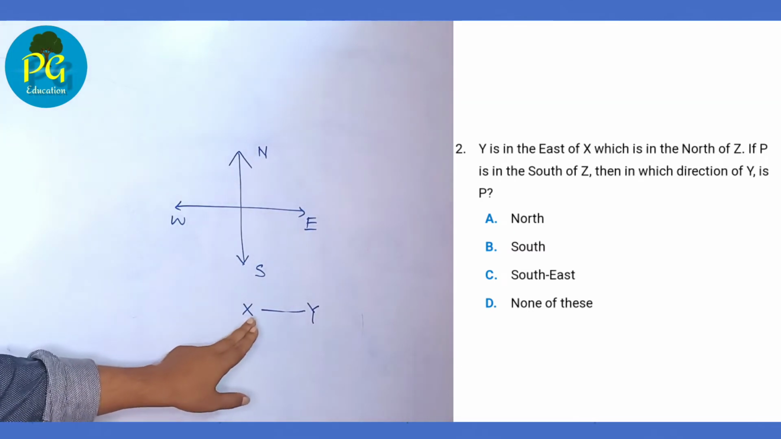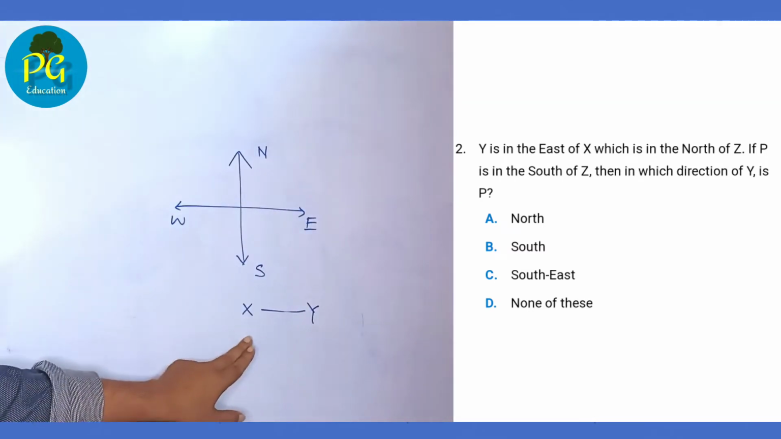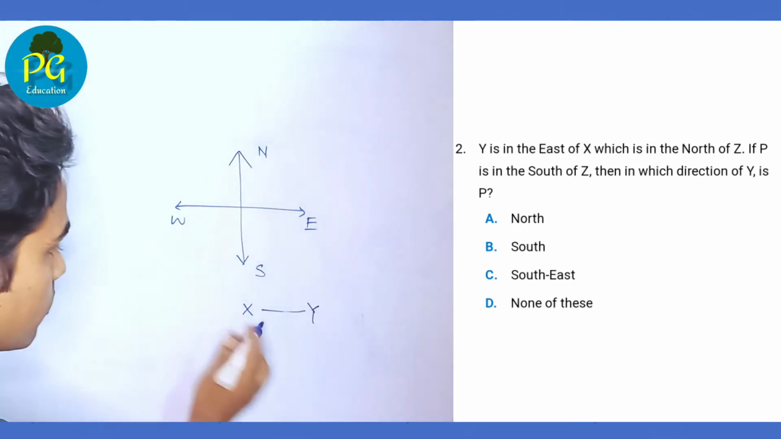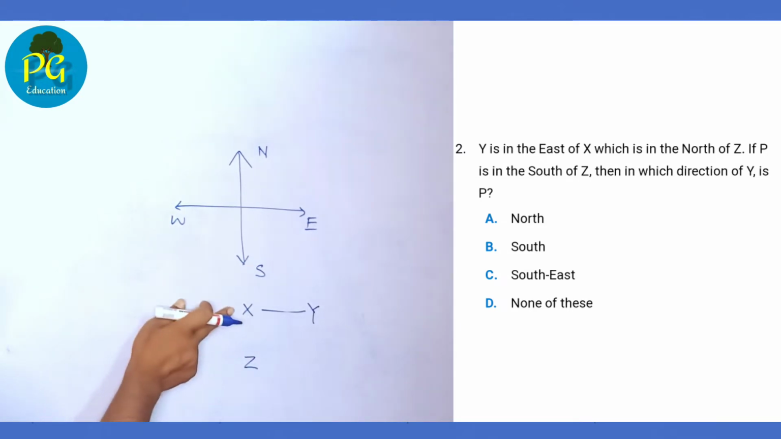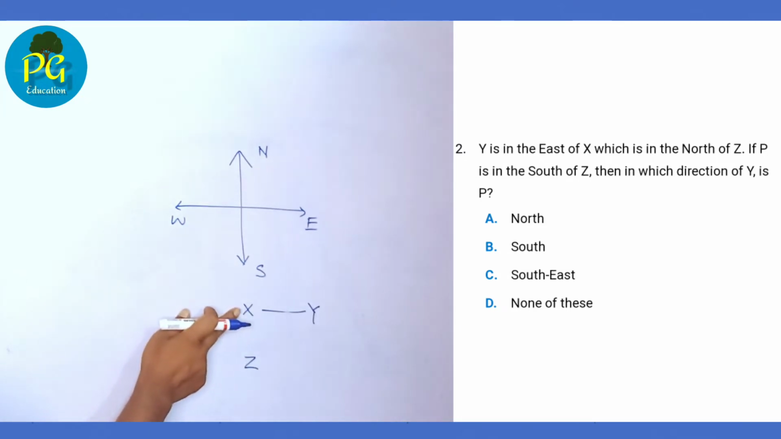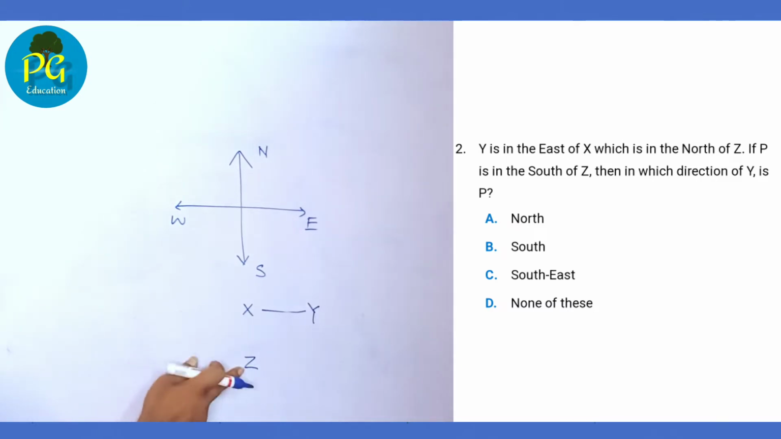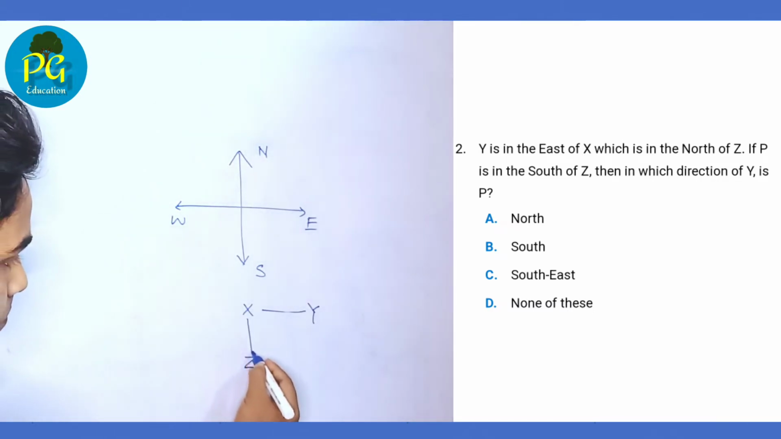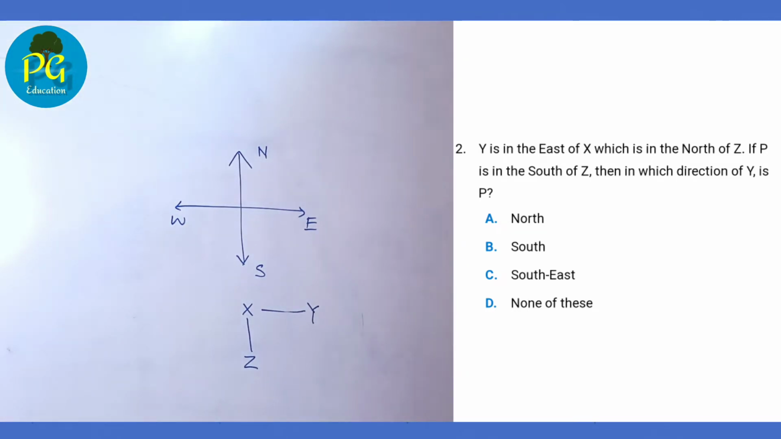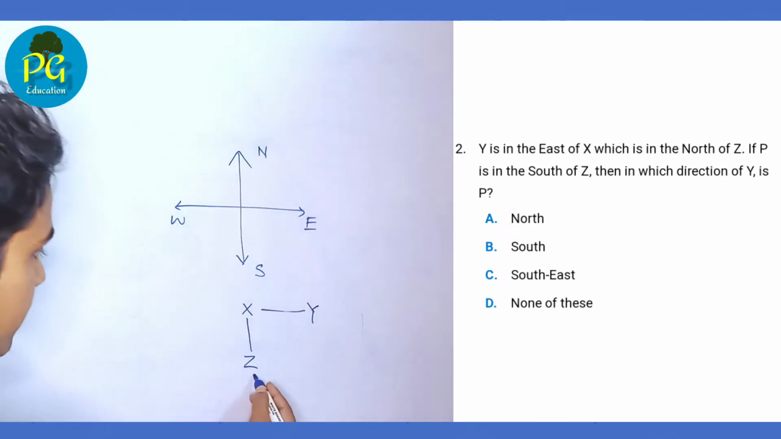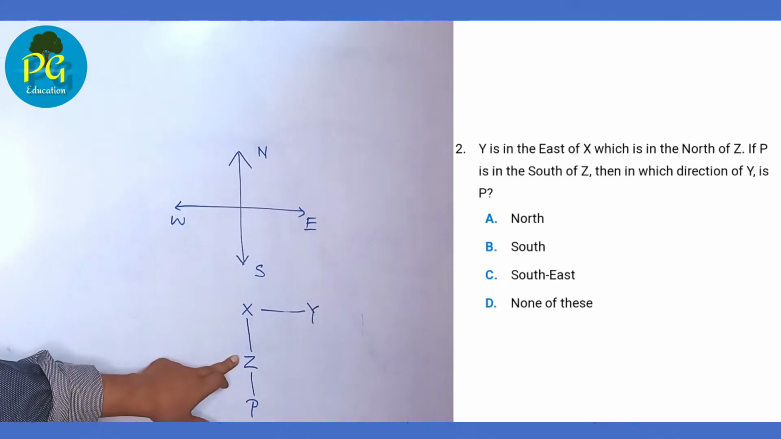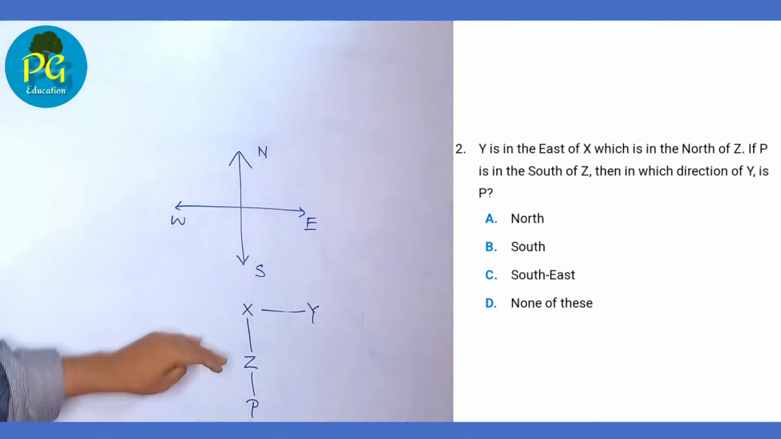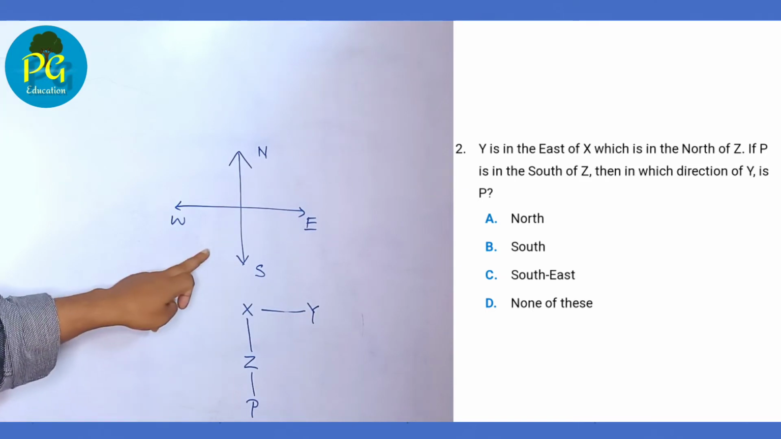Now X is in the north of Z. So this is the north. If the position of Z is here, then north is this side, that means X. So it is given that X is in the north of Z. So the position of Z is this. Now in the question it is given that P is in the south of Z. So the position of P is this. So P is in the south of Z. This side is the south of Z according to this direction.